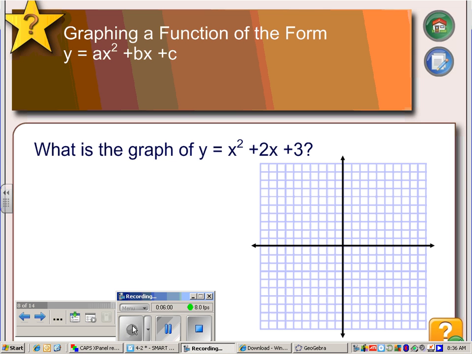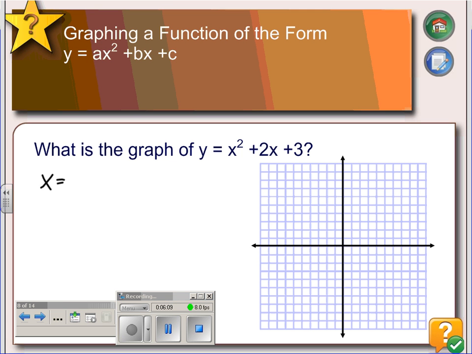Okay, so we want to graph this function. In order to graph the function, the first thing we should do is find the vertex. To do that, we're going to use our formula, x equals negative b over 2a. So we're going to have negative 2 over 2 times 1, which gives us negative 1. That's the axis of symmetry.